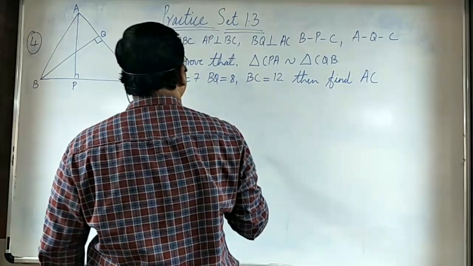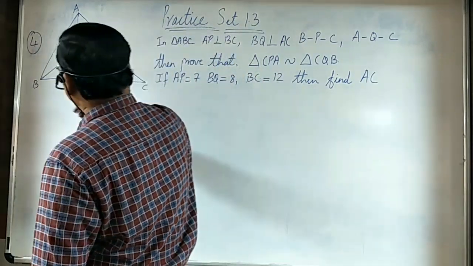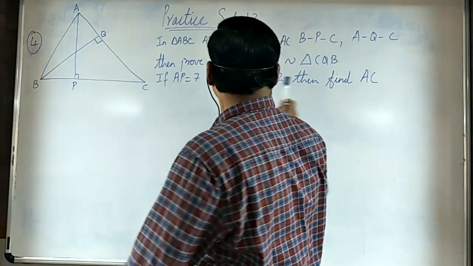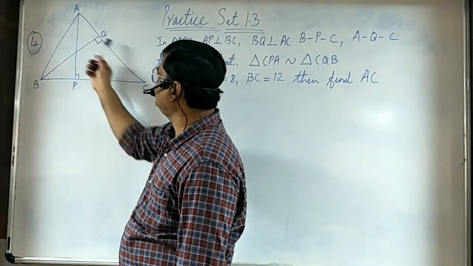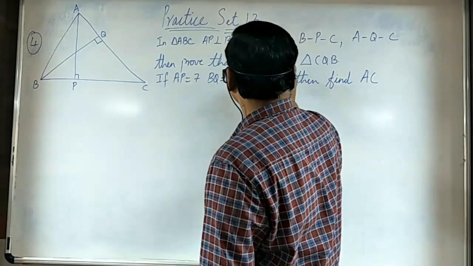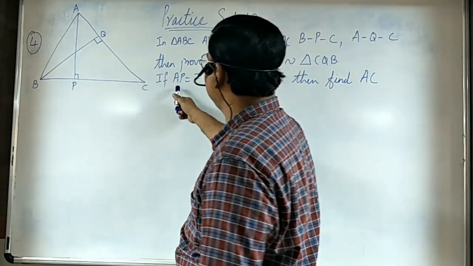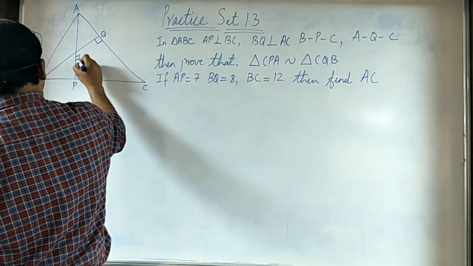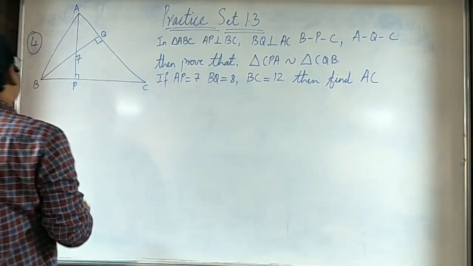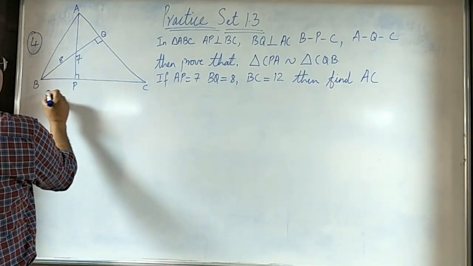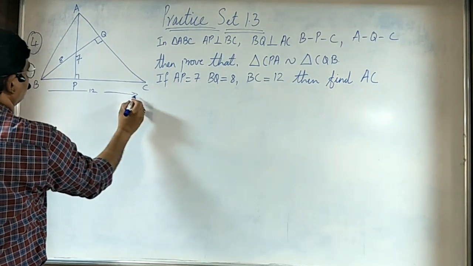Then prove that triangle CPA, where is the CPA? You can look at triangle CPA and triangle CQB. Where is CQB? These two triangles we have to prove similar. This is one question we have to do. Then they have given the value of AP as 7, the value of BQ as 8, and the value of BC as 12.